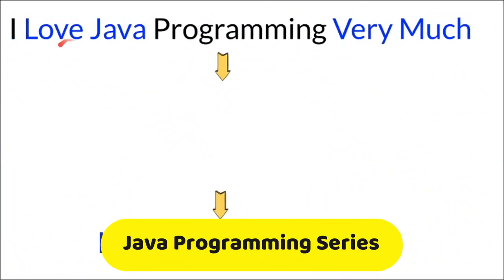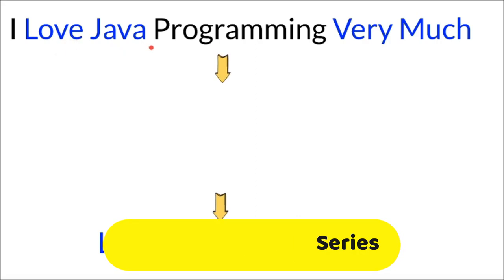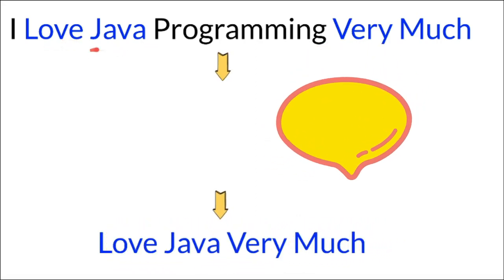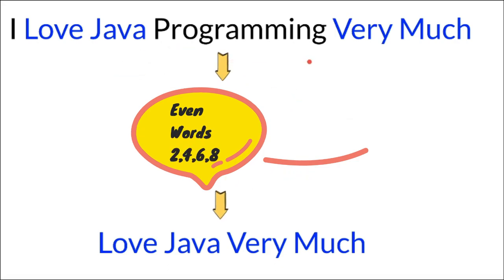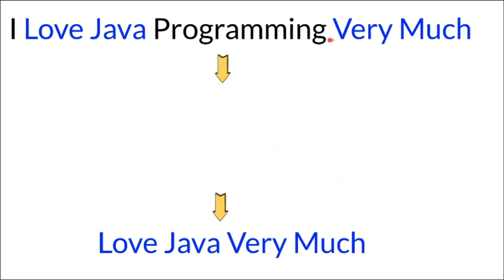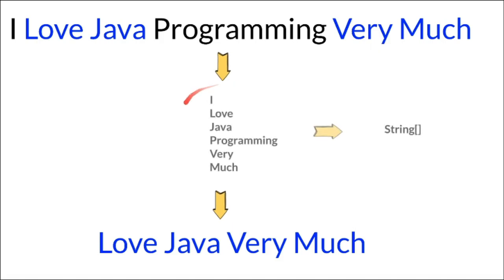Hi friends, in this video I'm going to write a small Java program to filter the words which have even length. The steps would be: I'm going to take this sentence and, using the space as the delimiter, convert it into multiple tokens as a string array and then start iterating word by word.